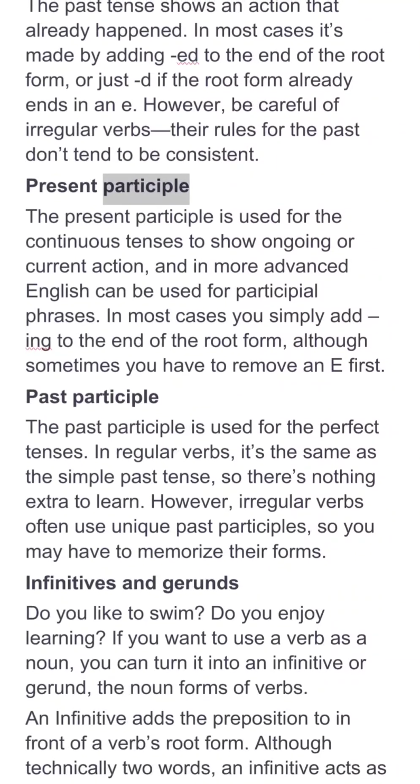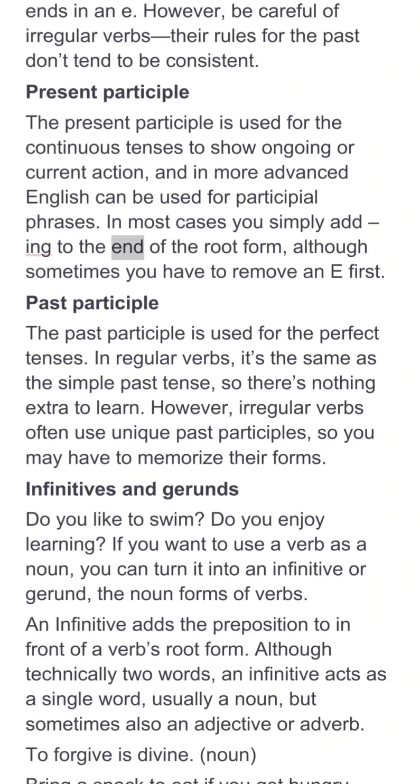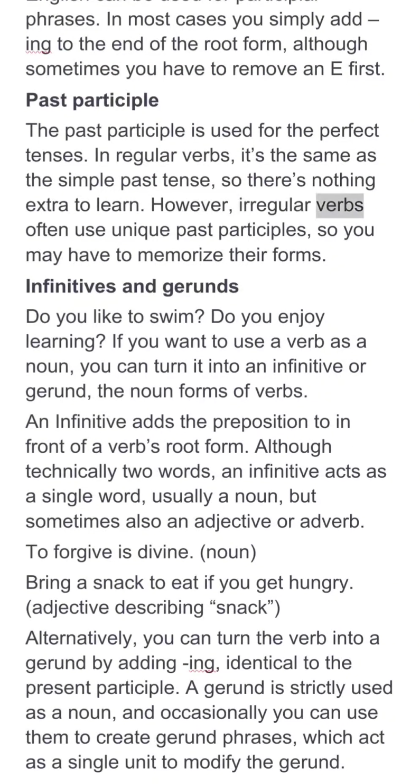Present participle. The present participle is used for the continuous tenses to show ongoing or current action, and in more advanced English can be used for participial phrases. In most cases you simply add ing to the end of the root form, although sometimes you have to remove an e first. Past participle. The past participle is used for the perfect tenses. In regular verbs, it's the same as a simple past tense, so there's nothing extra to learn. However, irregular verbs often use unique past participles, so you may have to memorize their forms.